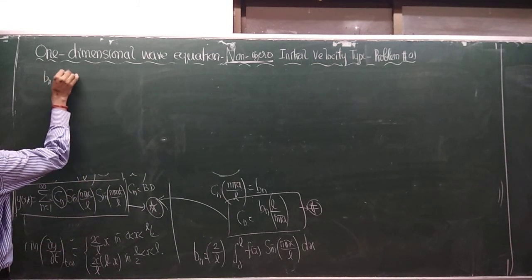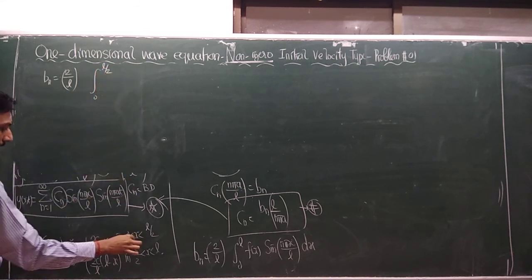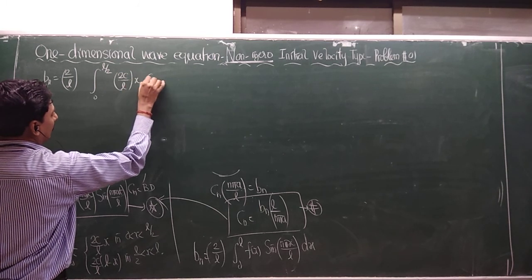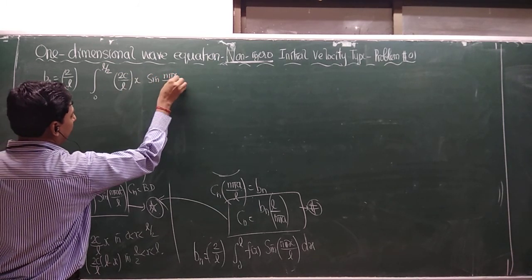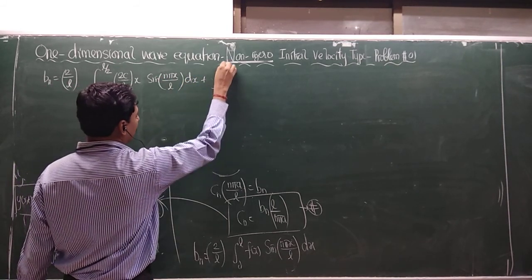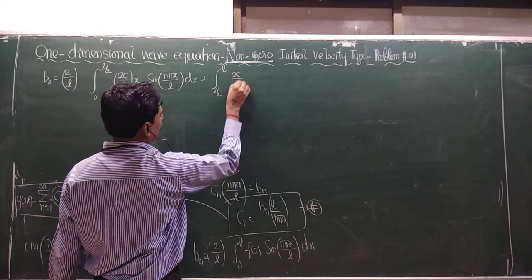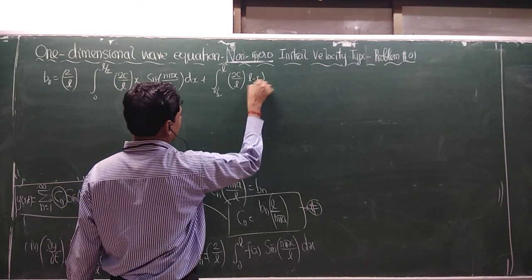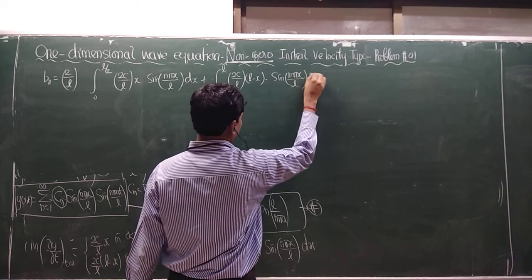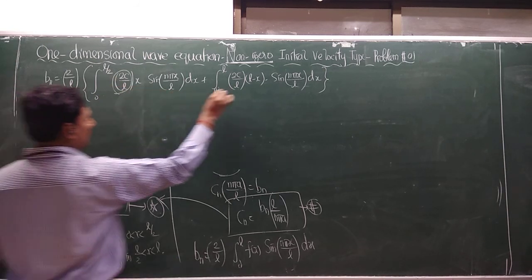Bn is equal to 2 by L. The function is defined in two subintervals. From 0 to L by 2, the function is 2c by L into x, so x sin n pi x by L into dx. Now the second interval, L by 2 to L, is 2c by L into L minus x, into sin n pi x by L into dx. So this is the formula for the Bn. I found that 2c by L is a constant term.